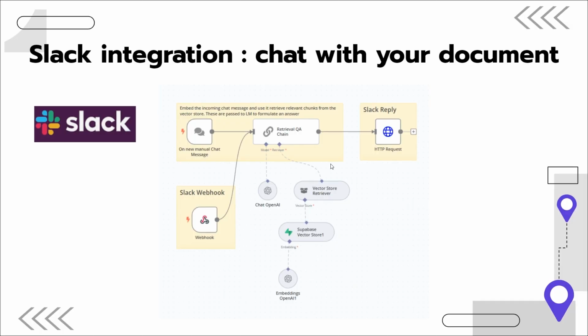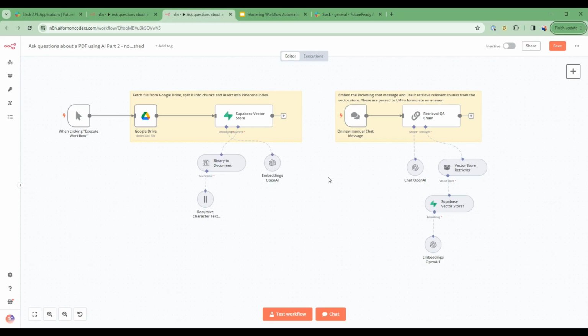So let's step back now and see how to add the two nodes we need for Slack integration. All right, so let's first add the first node, which is a webhook.